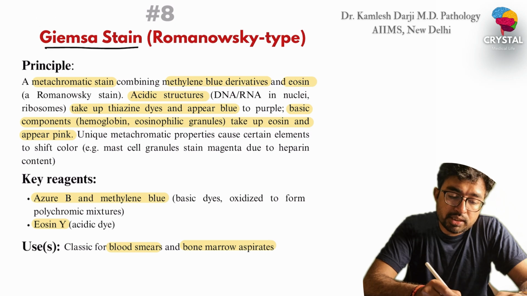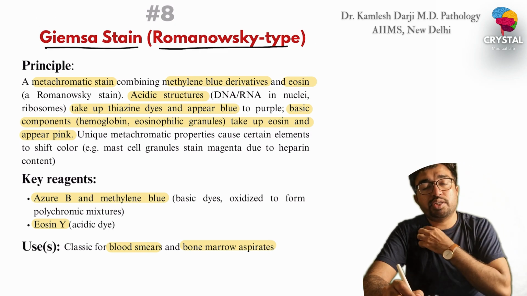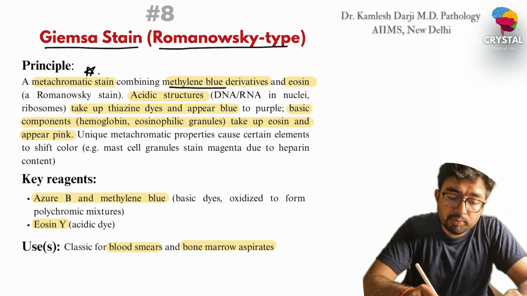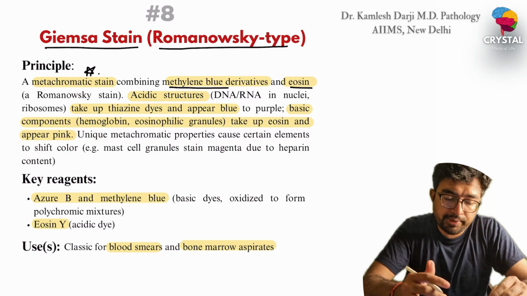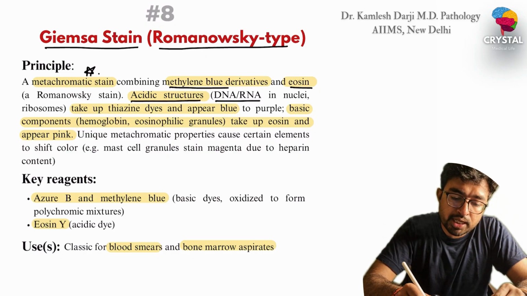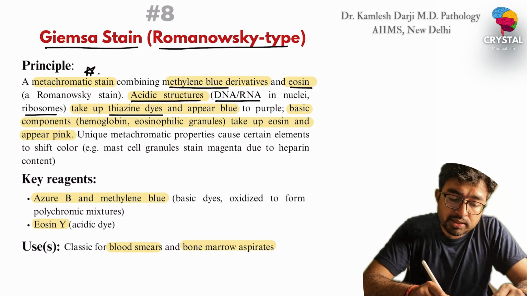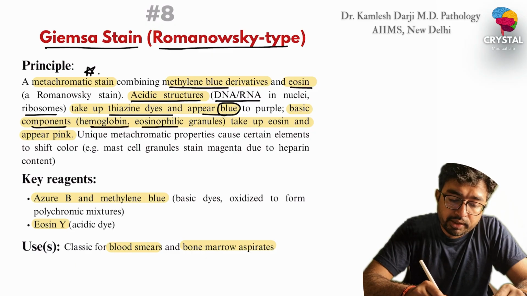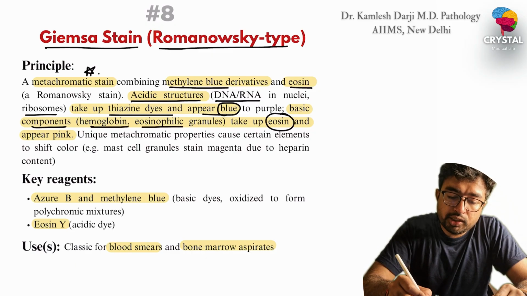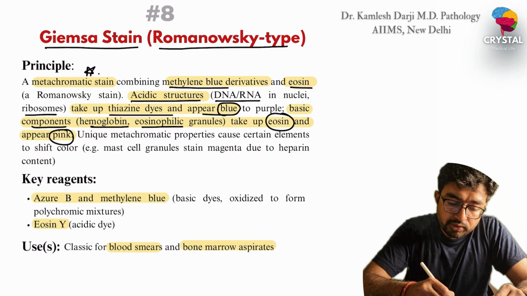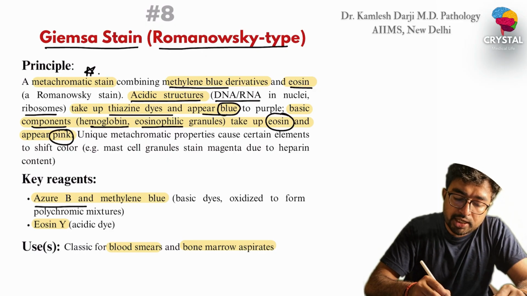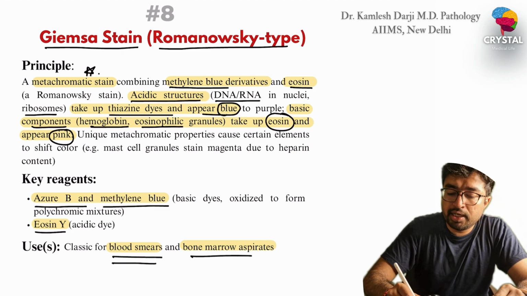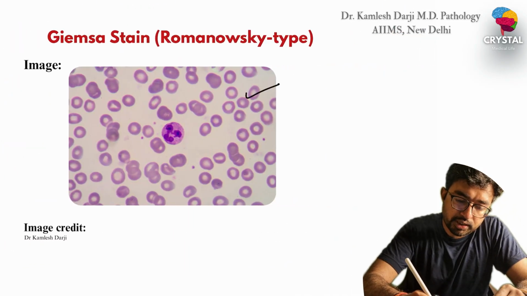Next stain is the Giemsa stain, which is a Romanowsky type stain, and this is a metachromatic stain combining methylene blue and eosin. So these are opposite dyes. Acidic structures, which are DNA, RNA, ribosomes, take up the thiazine dye and appear blue in color. And basic components like hemoglobin and eosinophilic granules take up the eosin and appear pink. So the key components are azure B, methylene blue, and eosin Y, and they are used for blood smears and bone marrow aspirates. So this is the image of the Giemsa stain.